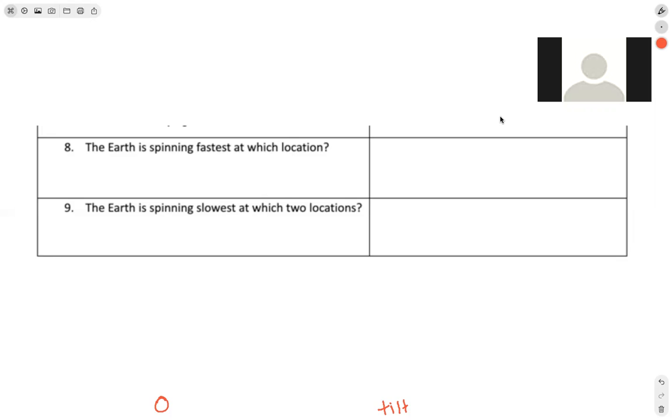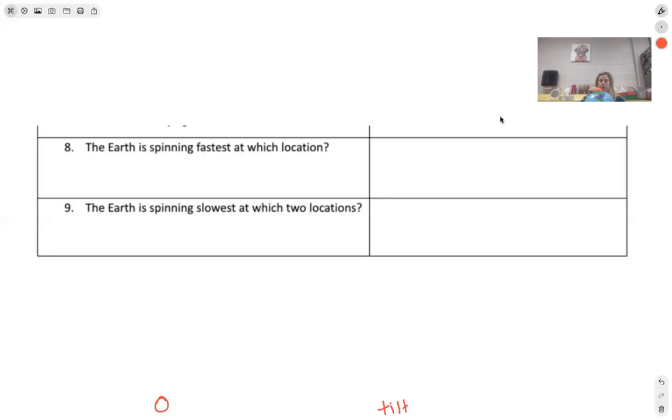The yellow one, because the yellow one has a greater distance it has to go around when the Earth spins, because it's at a wider part of the Earth. This orange one only has a short distance that it has to go to make a full circle versus the yellow one. So the Earth is spinning the fastest at which location? The equator. Yes.